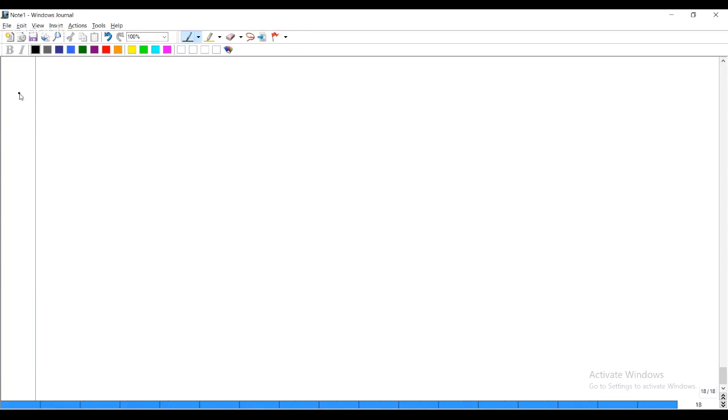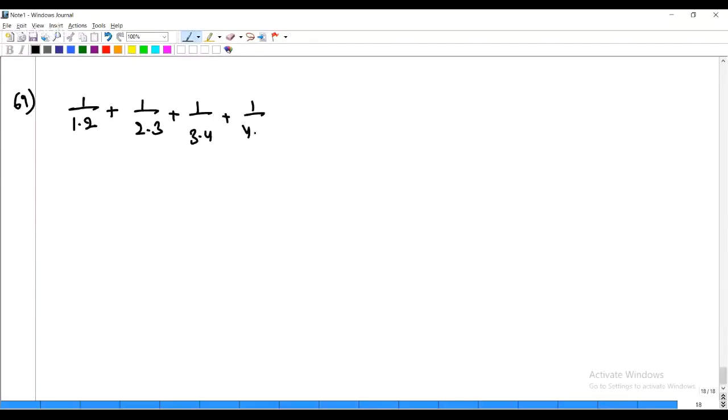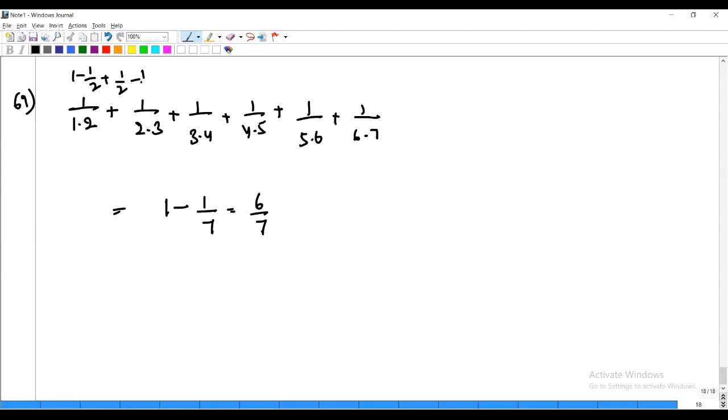69. It is given that 1 by 2, which you can write as 1 by 1 into 2, 2 into 3, 3 into 4, 4 into 5. Finally, it must be 4 into 5, 5 into 6, that is missing there, 6 into 7. So you can write it as first term minus the last term, which is 1 by 7. If you expand, you will get 6 by 7, because you can write 1 minus 1 by 2 plus 1 by 2 minus 1 by 3 and so on like that. There is a term which is missing, 1 by 20.